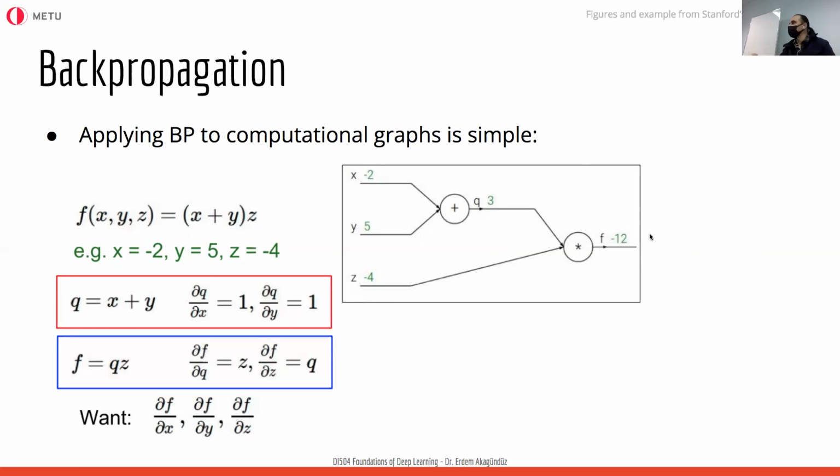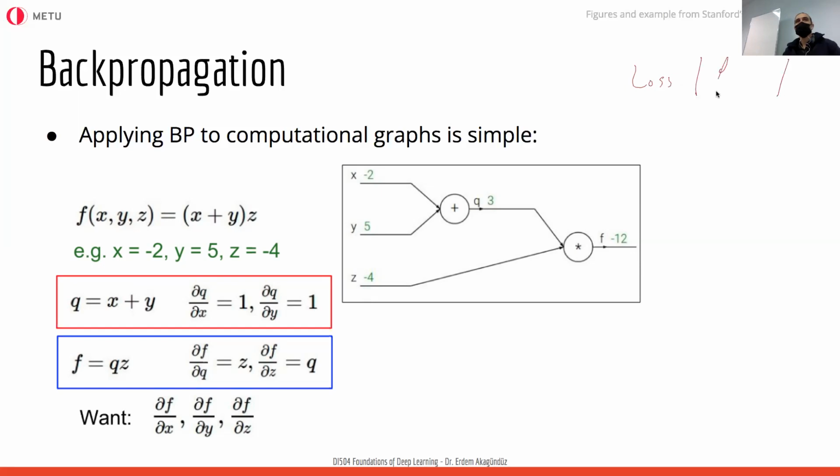In this computational graph, my parameters are X, Y, and Z. I want to backpropagate. No, before I backpropagate, I want to find the partial derivatives of the loss with respect to those parameters, because that is what I need. So imagine there's a loss function. What was the loss function?